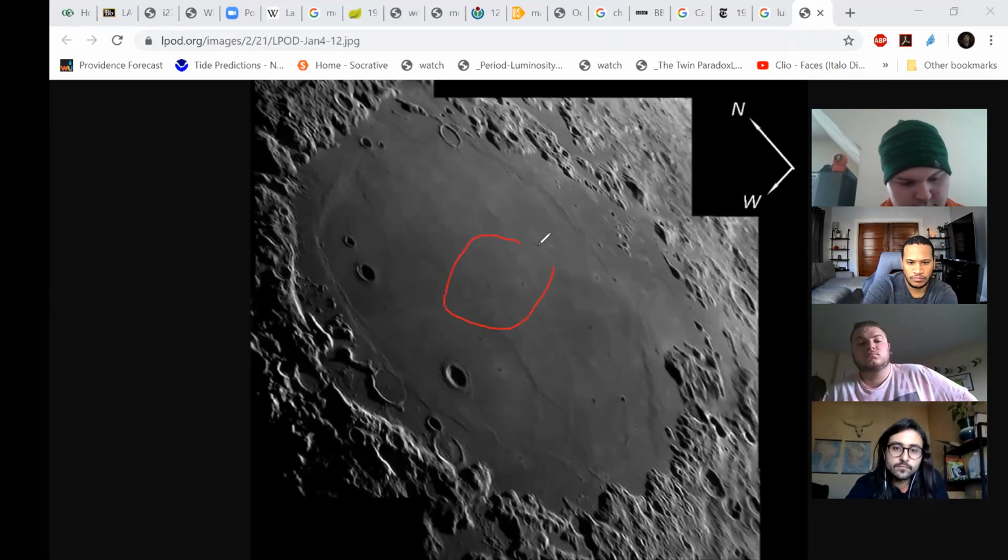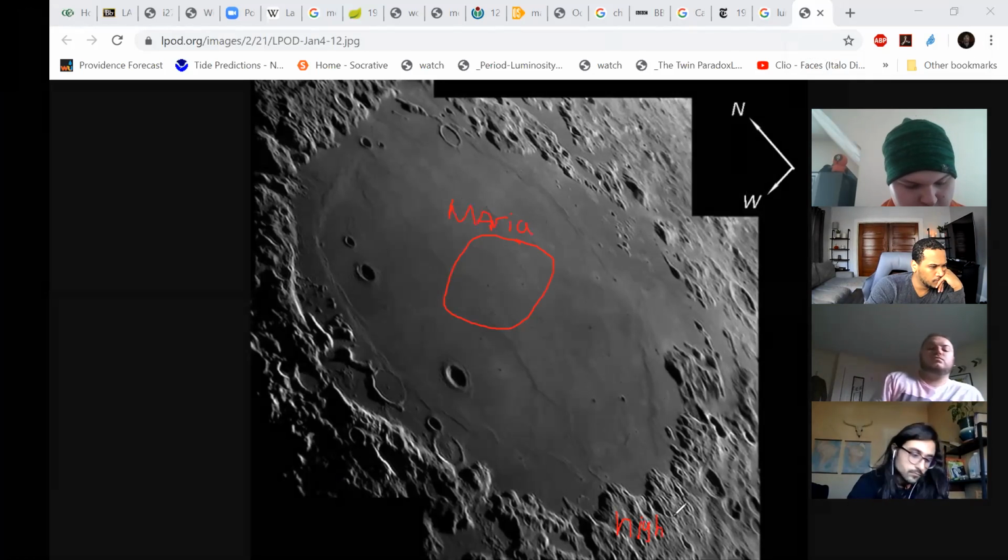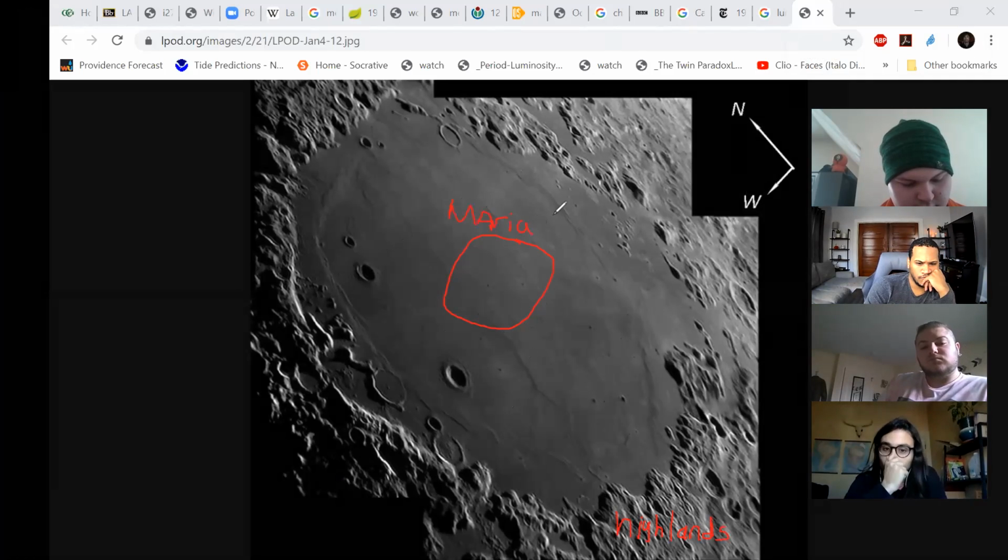So which surface should be younger? The Maria, this is a Maria, or the highlands over here? These are the highlands. Which surface should be a younger surface? The Maria. Right. The Maria are smooth and show few craters. The highlands show lots of craters.